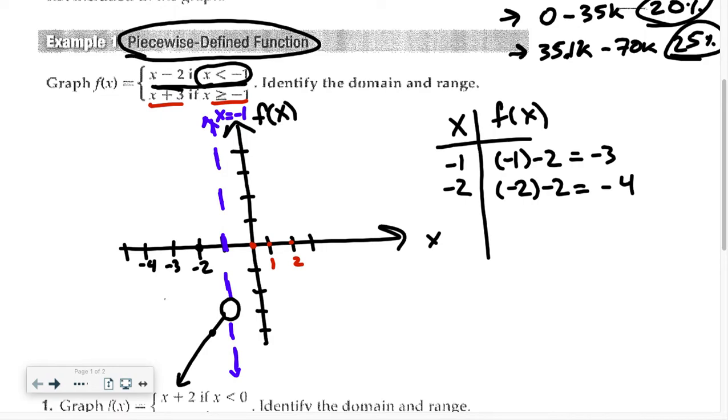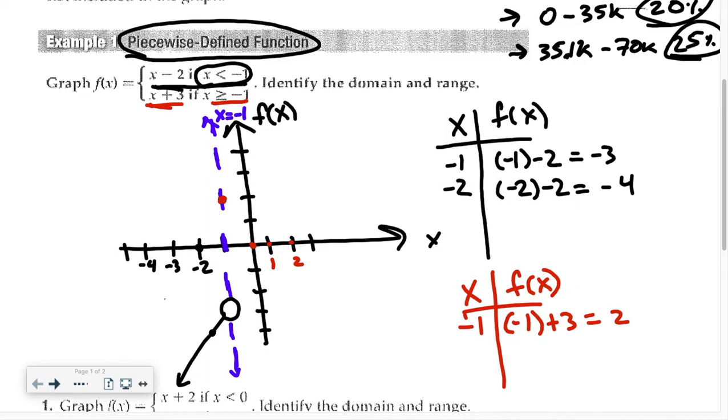For the red function, let's make a table here of values. The x plus 3 function, that's defined where x is greater than or equal to negative 1. So if we plug in negative 1, we would get what? We get negative 1 plus 3, and that's equal to 2.